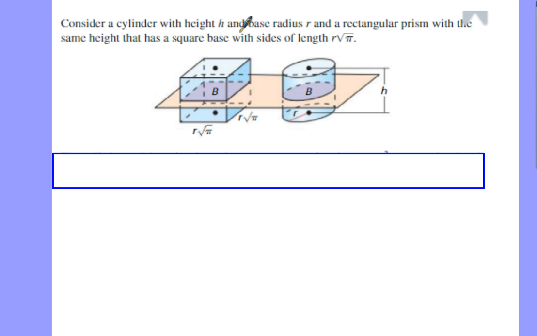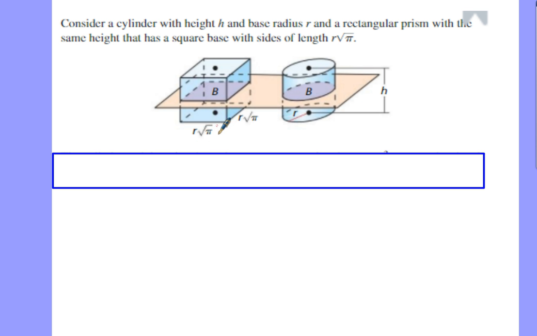Consider a cylinder that has a height of h and a base radius r. Of course, the cylinder has a base of a circle. And a rectangular prism with the same height h has a square base, and the sides of those square bases are r times root pi.